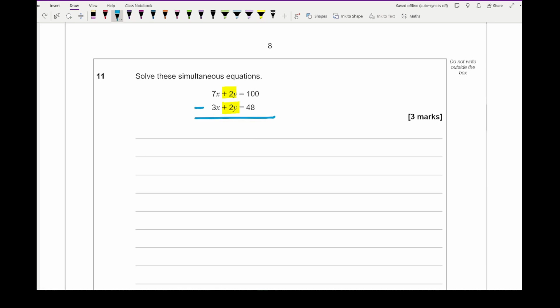So from this, we've got 7x take away 3x, which gives me 4x. 2y take away 2y leaves me with nothing, which is expected, and 100 minus 48 gives me an answer of 52. So working with 4x equals 52, I can then establish that x equals 52 over 4, which gives me an answer of 13. So x equals 13.